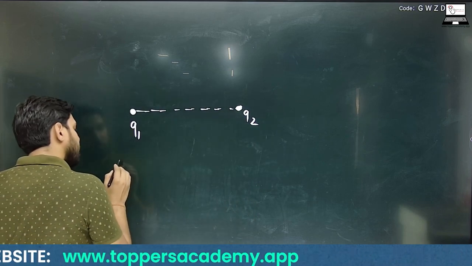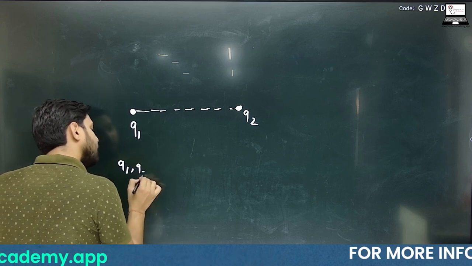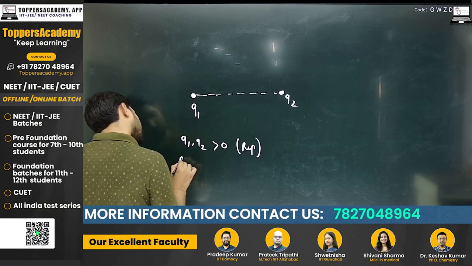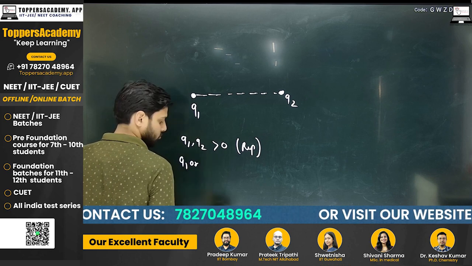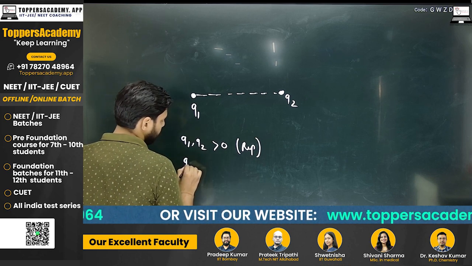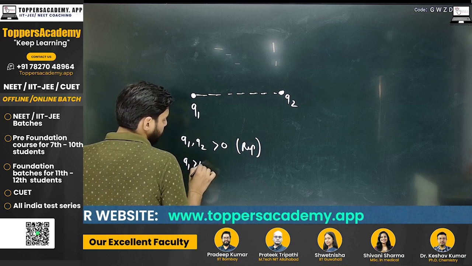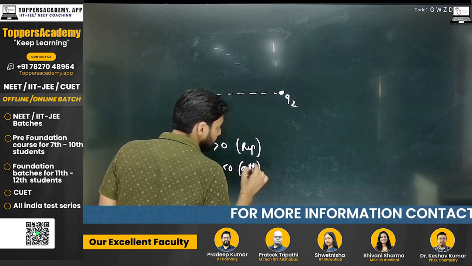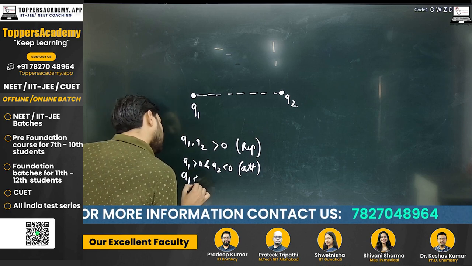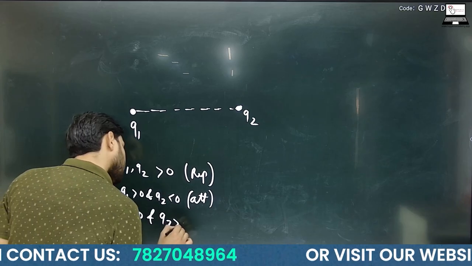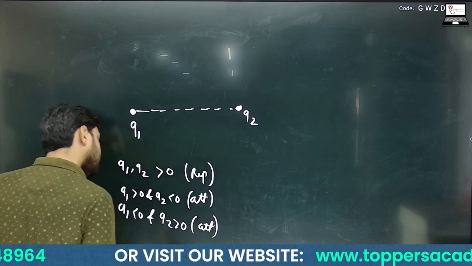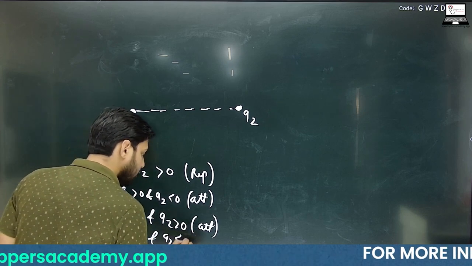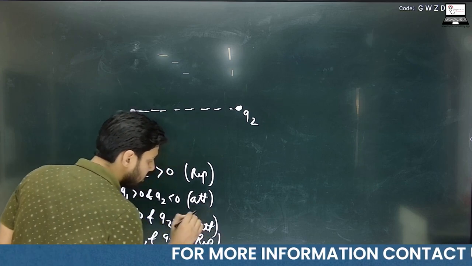Let me explain. I have already told you. Whenever Q1 and Q2 are positive, the force will be repulsive. Whenever Q1 is positive and Q2 is negative, the force will be attractive, because of opposite charges. Whenever Q1 is negative and Q2 is positive, the force will be attractive again, because of opposite charges. And whenever Q1 and Q2 are both negative, the force between them will be repulsive.